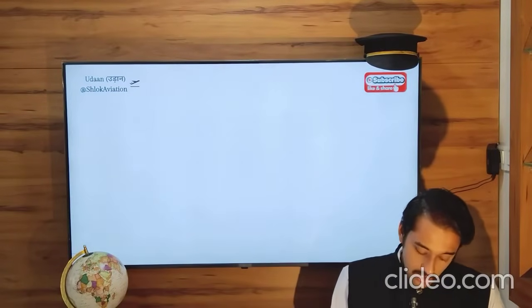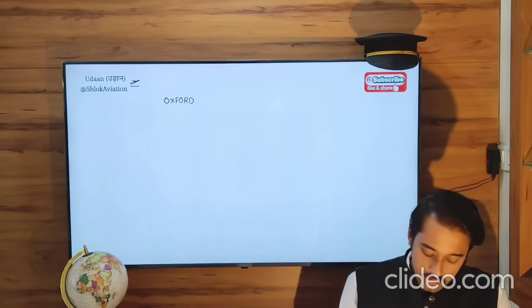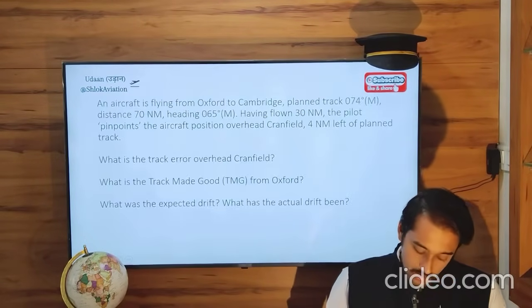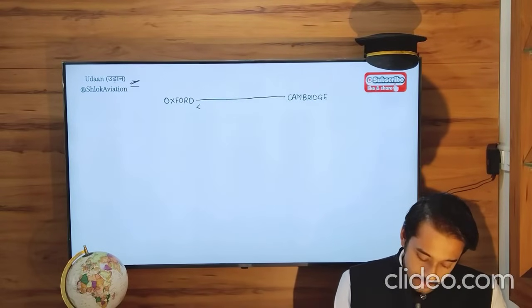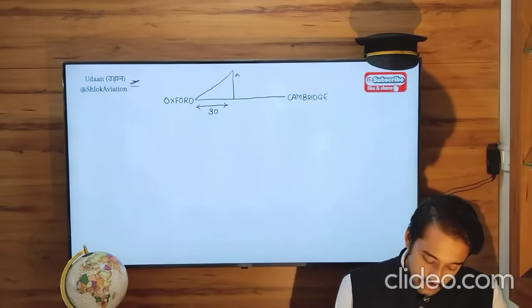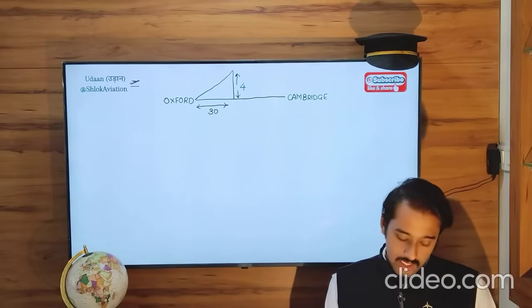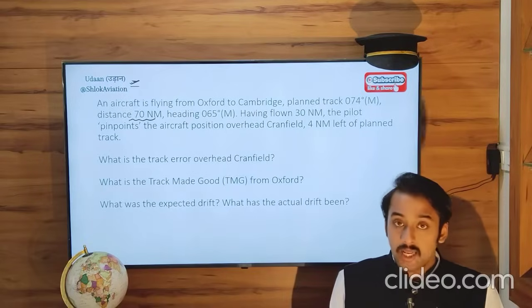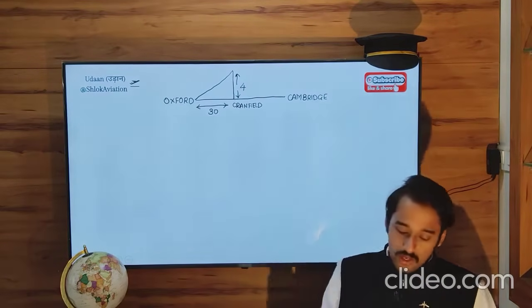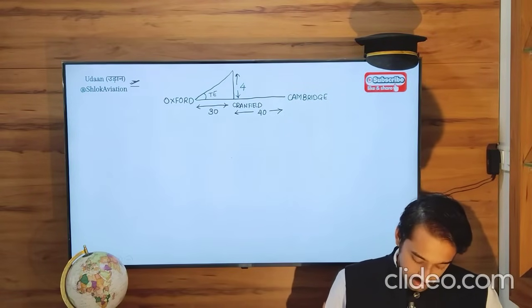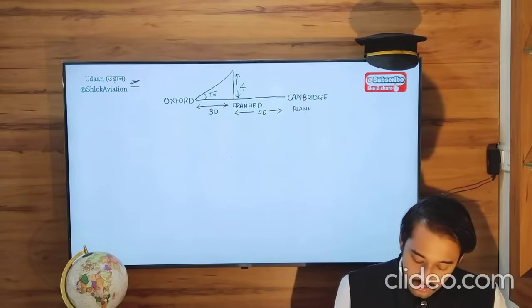So let's draw this. You are going from Oxford to Cambridge, and after flying 30 nautical miles, you have found yourself 4 nautical mile to the left hand side over Cranefield. Total distance is how much? It is 70 nautical miles. So after traveling 30 nautical miles, the remaining distance will be 40. And this will be your track error. So this will be your planned track. This will be your track made good.